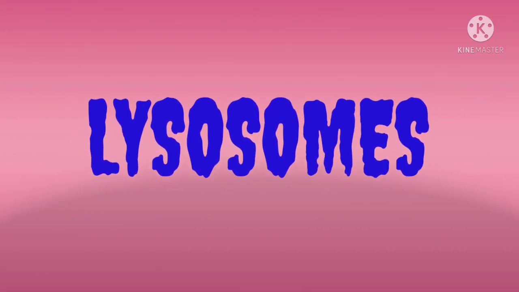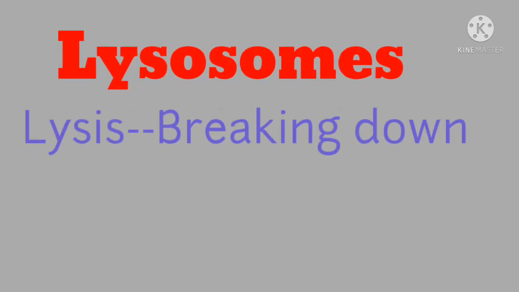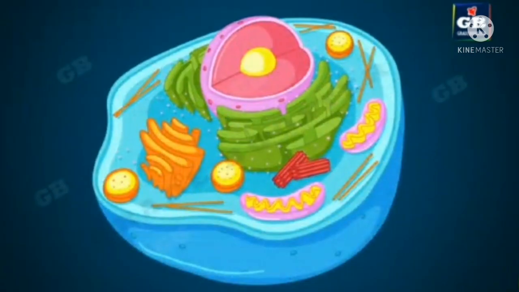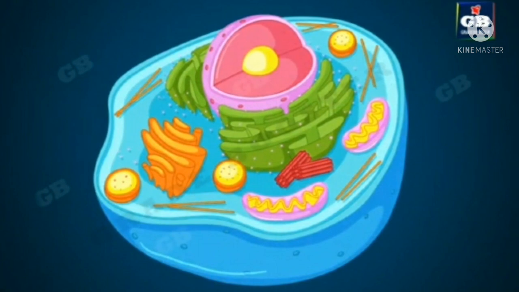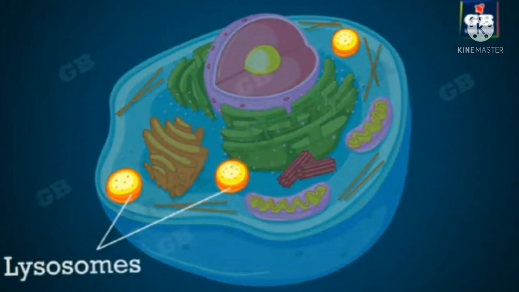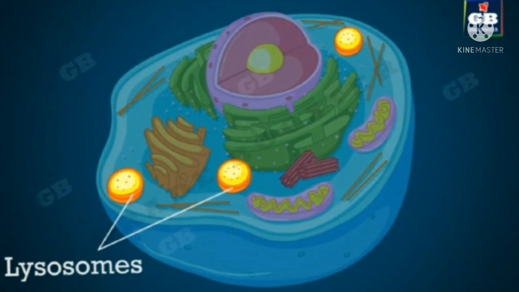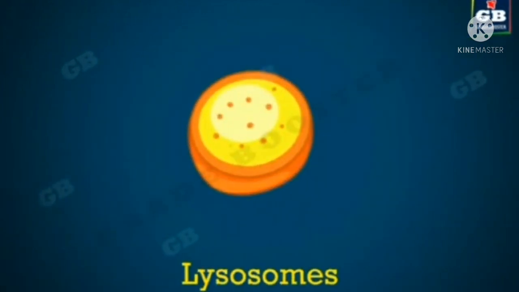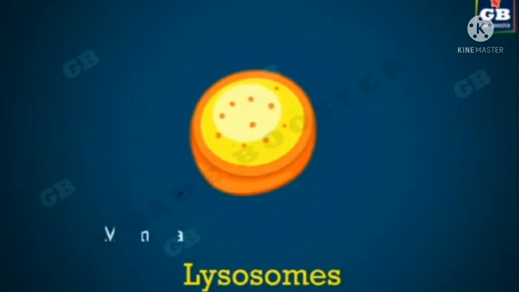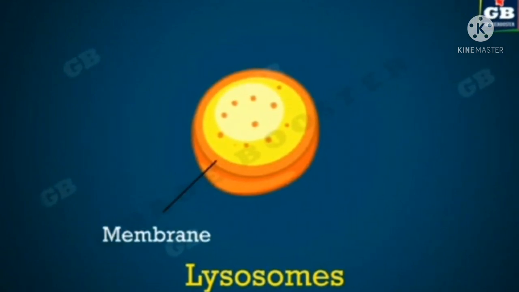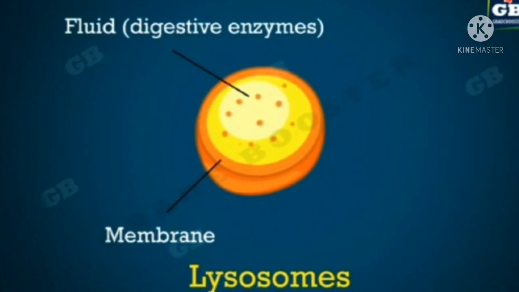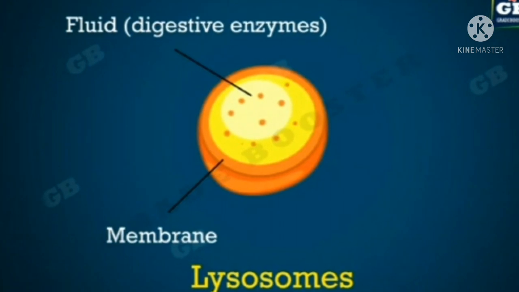So the next organelle is lysosomes. In the term lysosome, lysis means breaking down and soma means body. First, let us locate lysosomes in the cell. These are lysosomes. Let us see the structure and functions of lysosomes. Lysosomes are sac-like organelles, covered by a membrane outside and filled with a fluid inside. This fluid contains digestive enzymes.